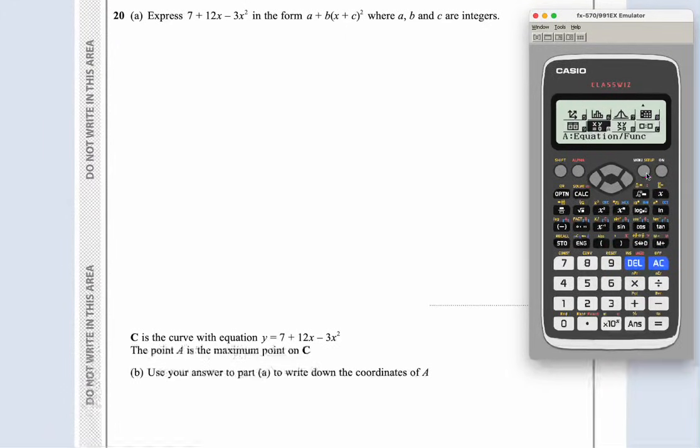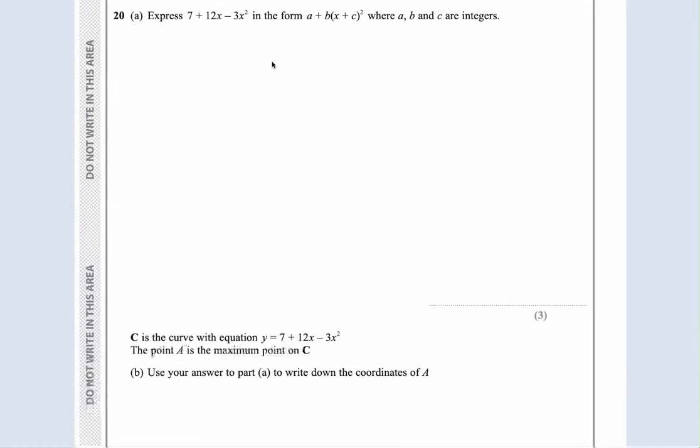So go to equation, polynomial again, degree 2 again. This time, be careful, guys, it's minus 3, 12, and 7. It's going backwards. And it gives me that x1, that x2, but more importantly, the max is at 2, 19. So the max is at 2, 19.